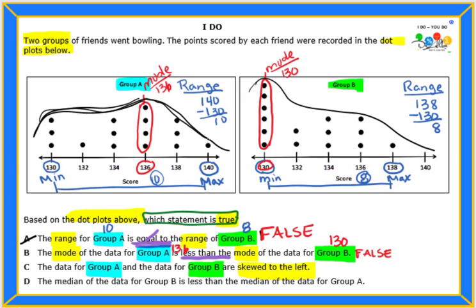So we're trying to see if there is a longer tail in one way or another. And what that means when we're saying we're skewed left or we're skewed right, that means that there are some outliers that are pulling the center of the data in that direction.